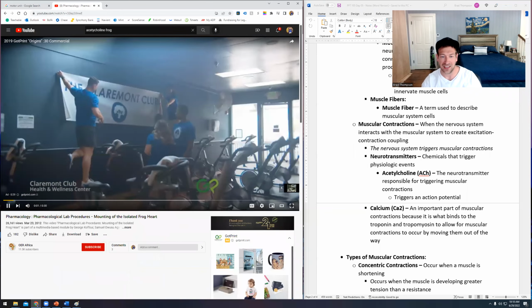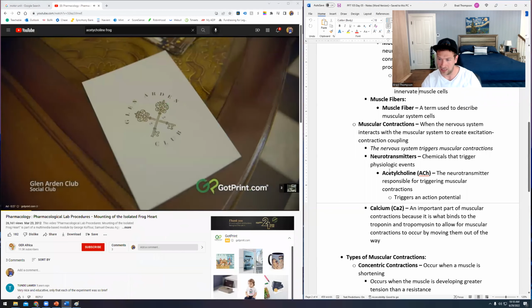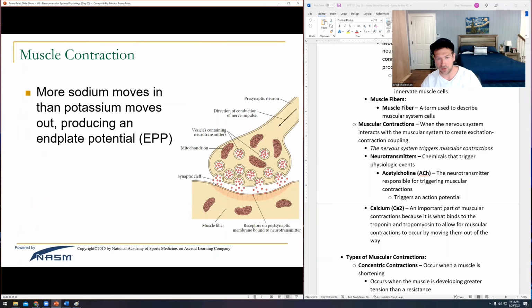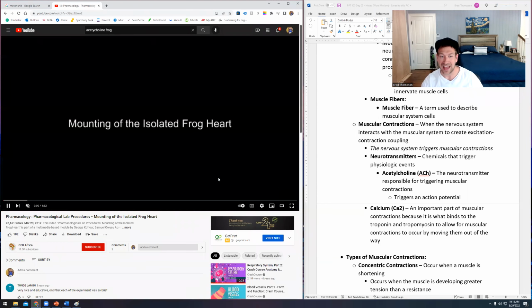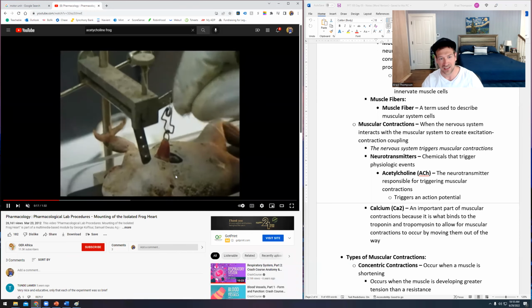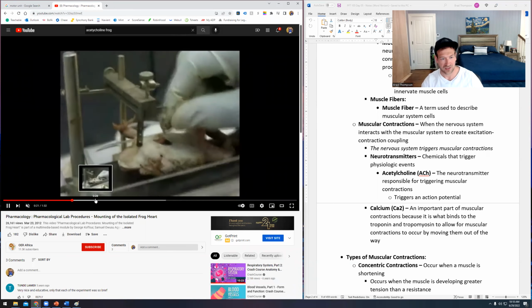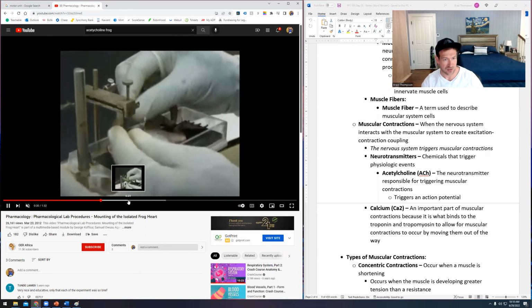But they're going to take liquid acetylcholine, which is the neurotransmitter. So these little bubbles, these little pink dots here, are moving over to here. Acetylcholine is what binds to the muscle cell, and that's what triggers this contraction. So what we're going to see is he's going to take the frog's heart out here. I know it's kind of sad and gross.